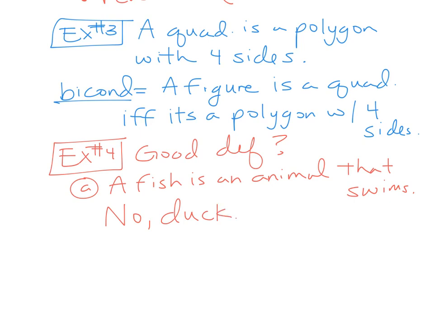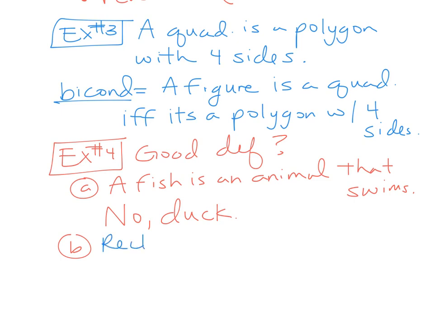Also, it's not precise, right? I wouldn't necessarily say it's bad because it's not precise. I'd say it's not a good definition because it's not reversible. Fish can swim, but ducks swim also. So it's a bad definition to say a fish is an animal that swims because there are other animals that swim. You do want to be more precise than that. You want to be more specific, right? Be specific.